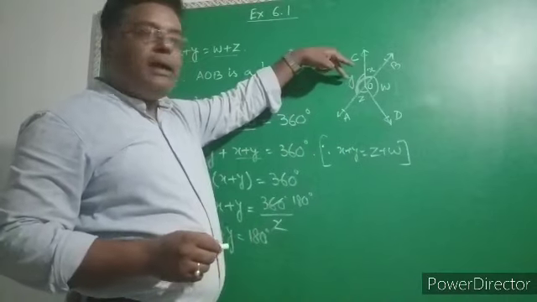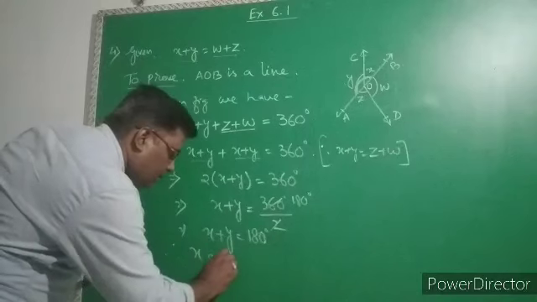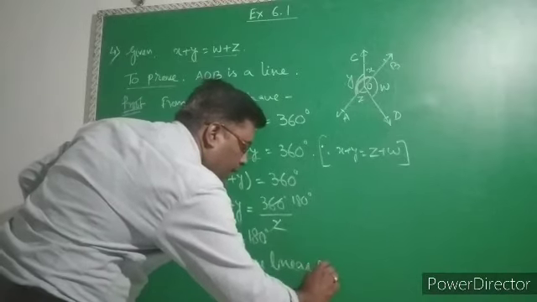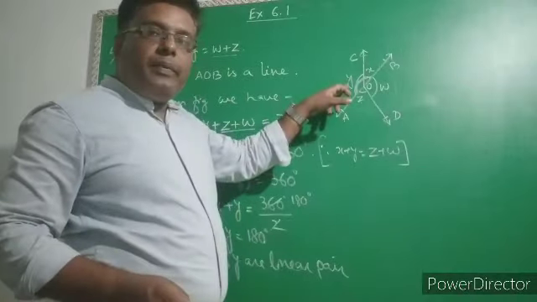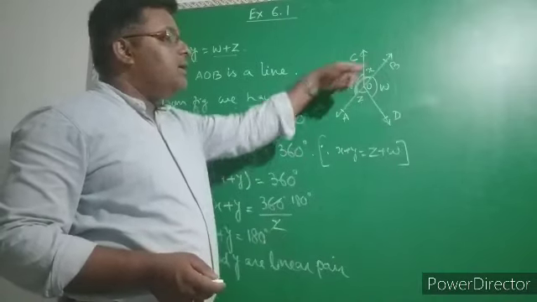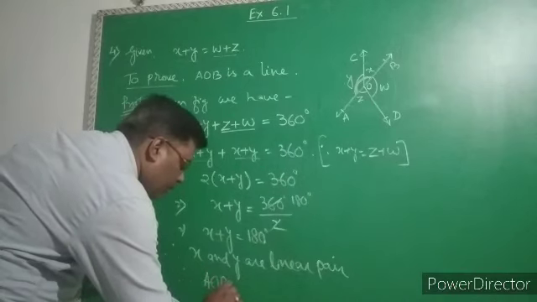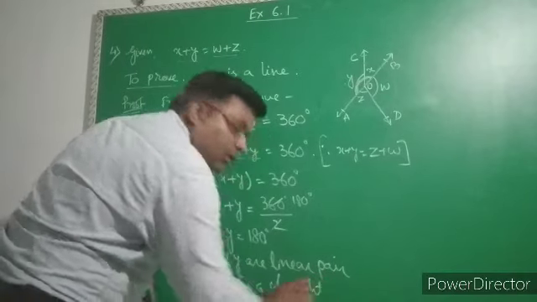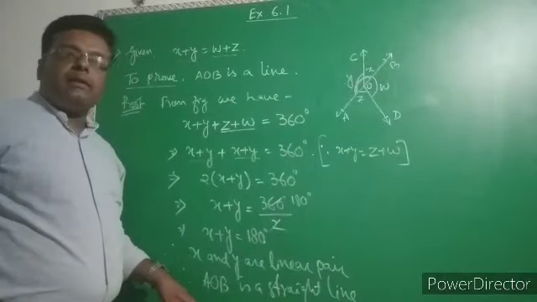That means X and Y are a linear pair. Therefore, X and Y are a linear pair, and if X plus Y are a linear pair, then the non-common sides of these adjacent angles make a line. Therefore, AOB is a straight line. So this is the proof.